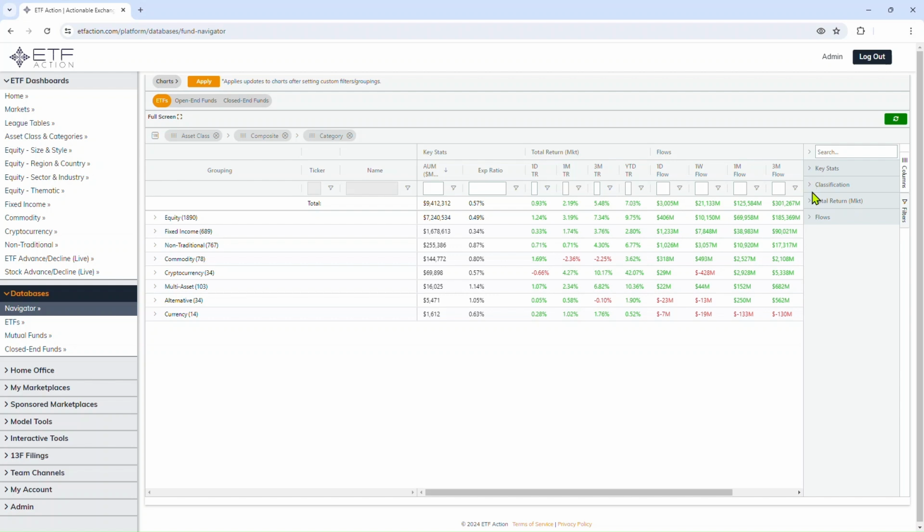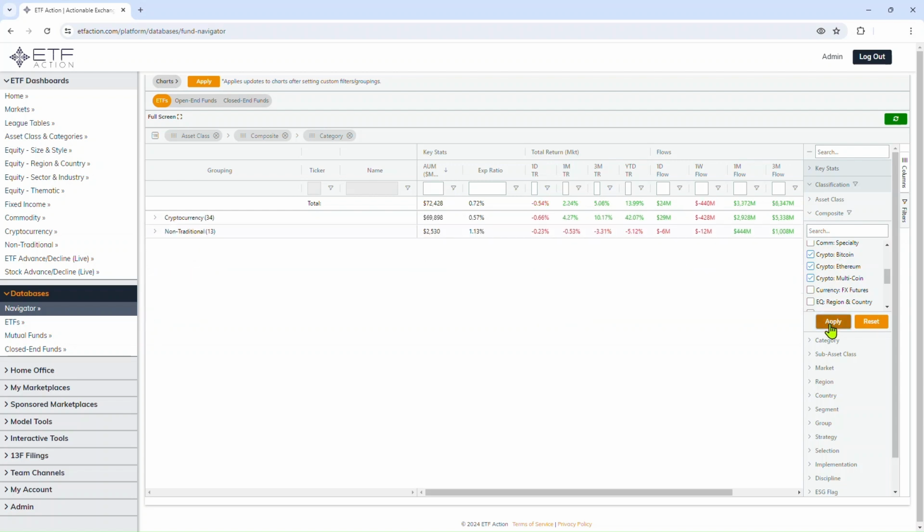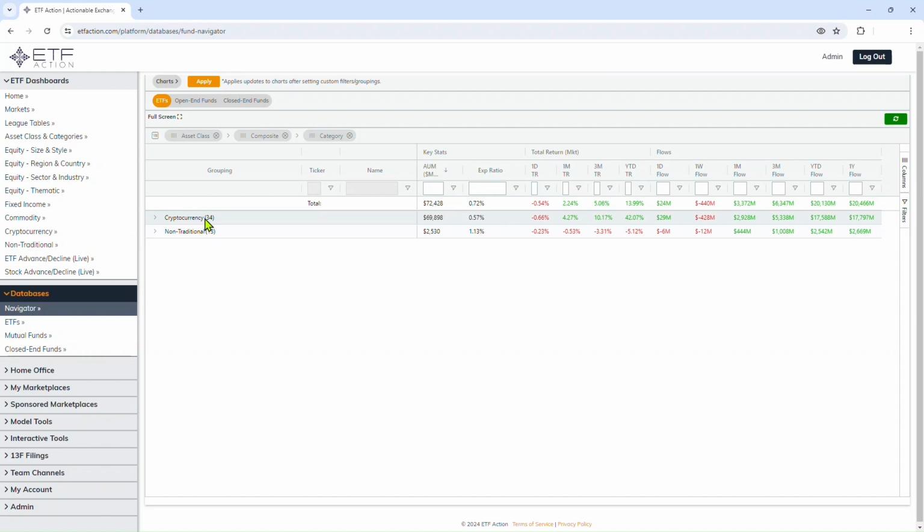To do that, I'm going to set a filter first and foremost on my composite. So I'm going to go into classification on the side here, go into composite, and I'm going to go to crypto Bitcoin, crypto Ethereum, and crypto multi-coin. Rather than setting a filter on the asset class, I did it on composite because that's going to group in those non-traditionals as well. So now I have both the cryptocurrency asset class, but also non-traditional cryptocurrency ETFs.